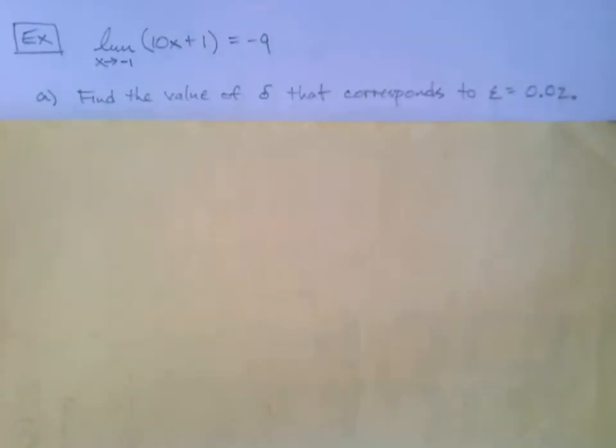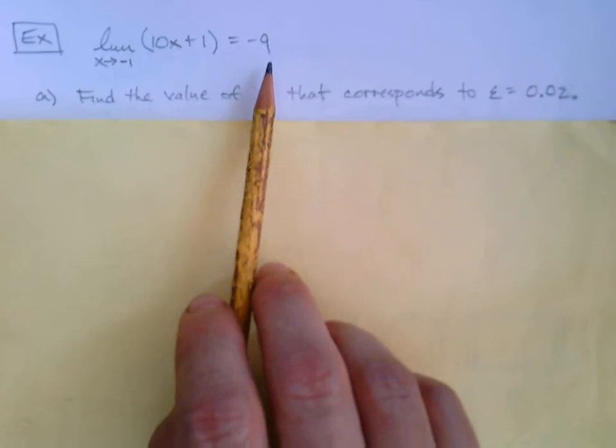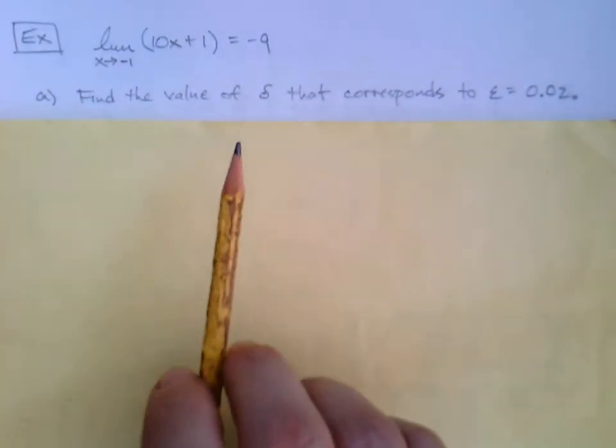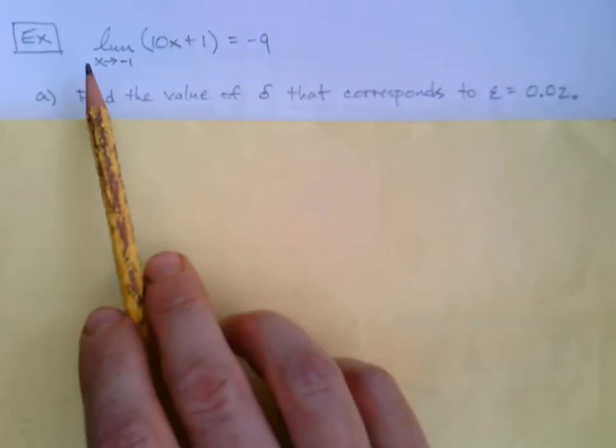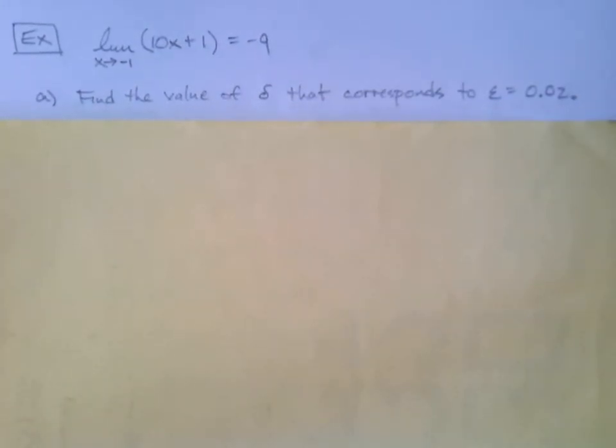All right. So based off of that, let's find the value of delta that corresponds to epsilon equals 0.02. So we're told the value of epsilon. That's how close we need our function to get to negative 9. How close must x get to negative 1? That's what we're looking for, the value of delta. Okay, how are we going to set this up?